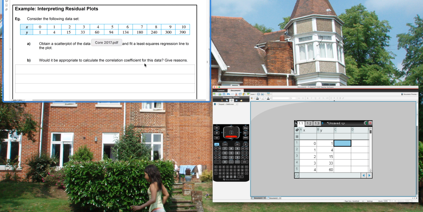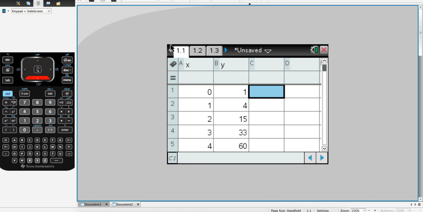Now what do I want to do? We want to obtain a scatter plot and see if it's appropriate to calculate R and give some reasons. Okay, well we've really done that before, so I might just add my data and statistics. I'll get on here my Y variable, there it is, and over here my X variable. All right, so have a look at it.